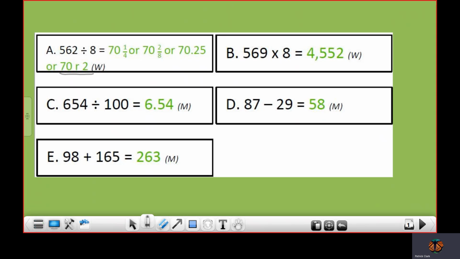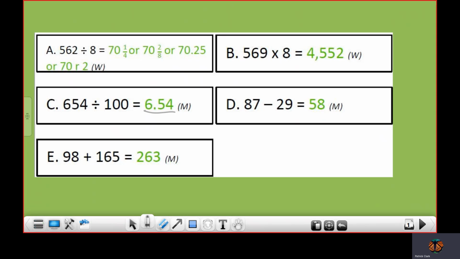B is 569 times 8. We've been practicing this the last week, so hopefully you said 4,552. And 654 divided by 100. Remembering when we're dividing by 100, we're moving the digits right 2 places, but keeping the same digits. Hopefully you haven't just written 6 there, it's 6.54.